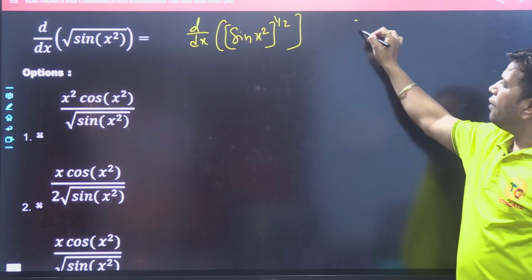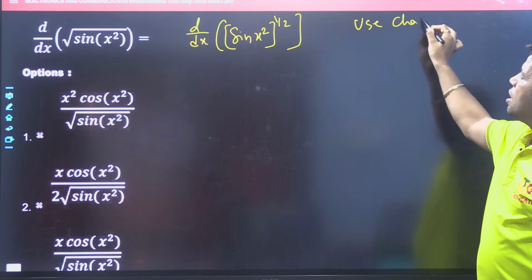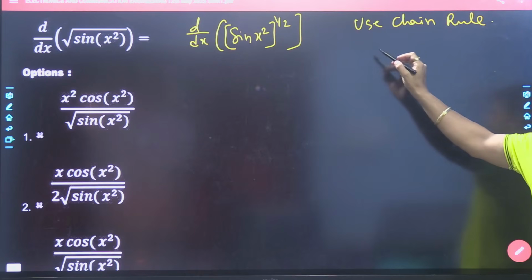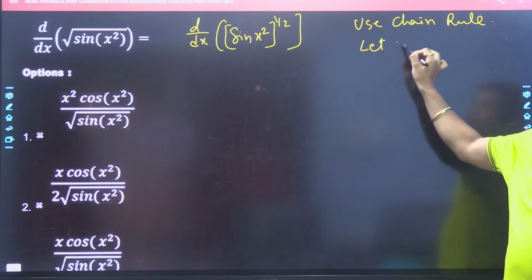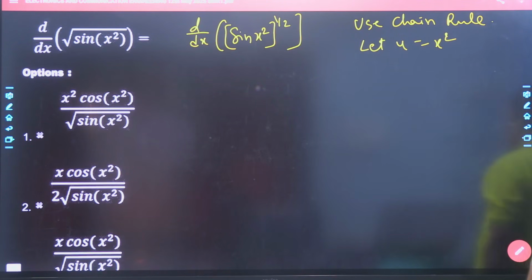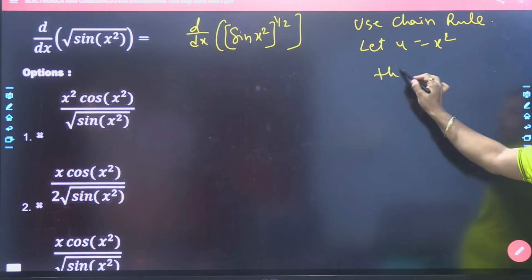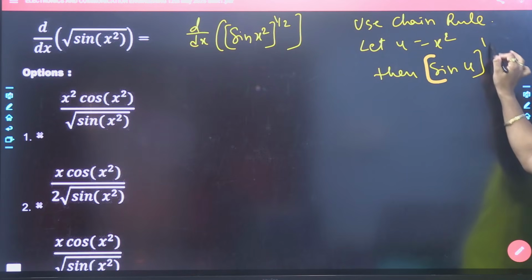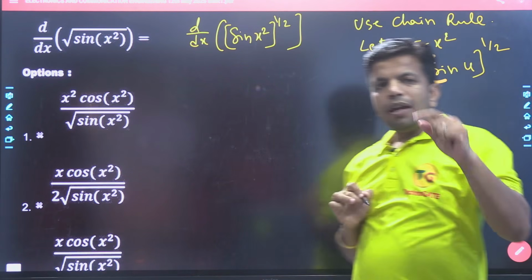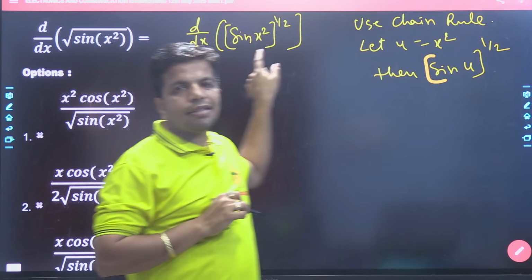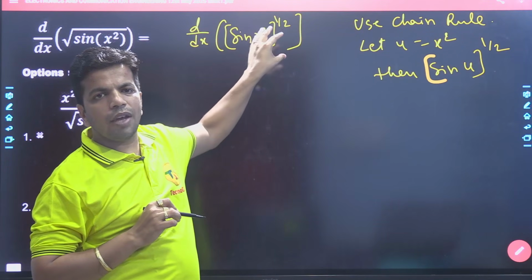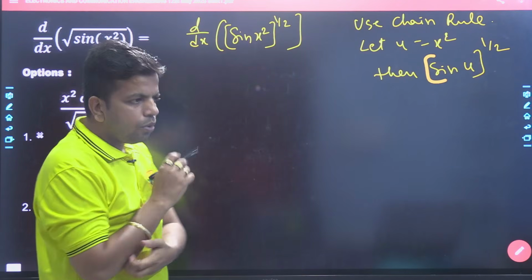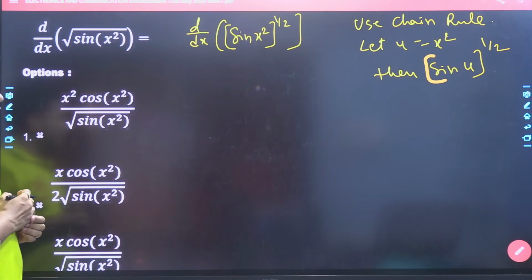Now if we are going to use chain rule for the differentiation, assume that u is equal to x square. Then your function is just like sine u to the power 1 by 2. What we are doing here: we are assuming that x square becomes u, so this becomes sine u to the power 1 by 2. Okay, now we need to differentiate that.